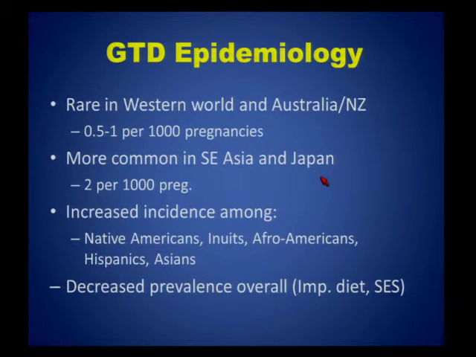Gestational trophoblastic disease as a whole is quite rare in the Western world, Australia and New Zealand, about 1 per 1,000 pregnancies. It's much more common in Southeast Asia and Japan, anywhere from 2 to 3 per 1,000 pregnancies. And there's certainly an increased incidence, which has been shown in numerous studies among Native Americans, Inuits, Afro-Americans, Hispanics, and Asians. And there's a decreasing prevalence overall, I think, attributed largely to improved diet and improved socioeconomic status in most parts of the world.